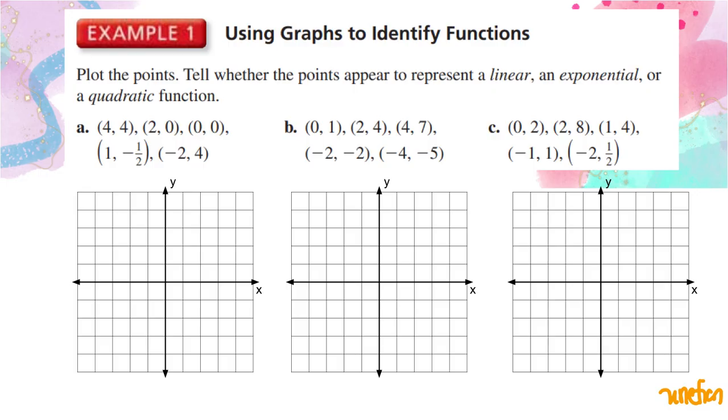Use a graph to identify the functions. Plot the points and tell whether the points appear to represent a linear, exponential, or quadratic function. The first points for A are 4, 4, then 2 and 0, 0, 0, 1 and negative half, which is somewhere here, and negative 2 and 4.